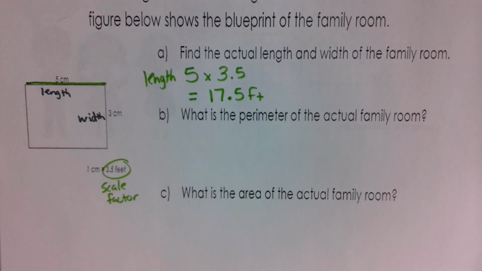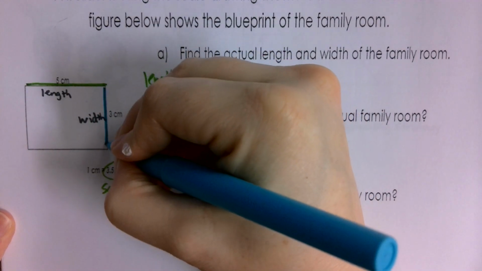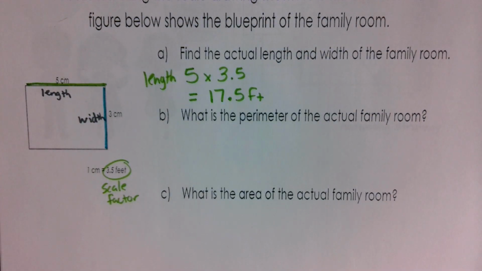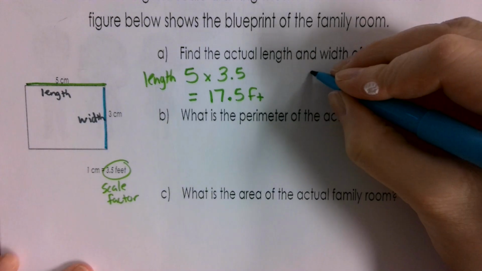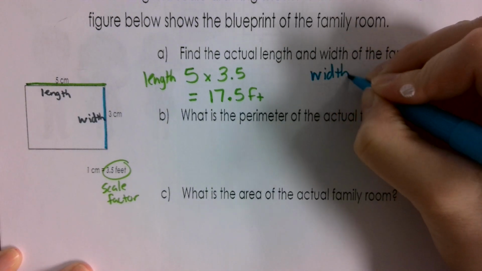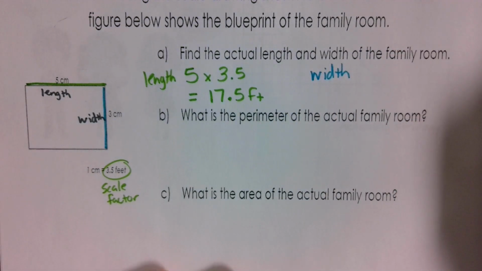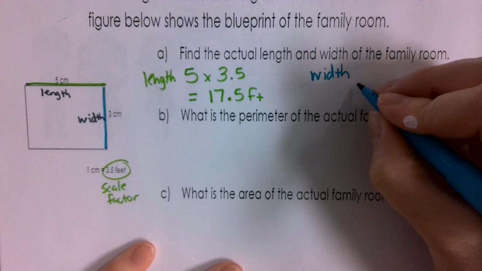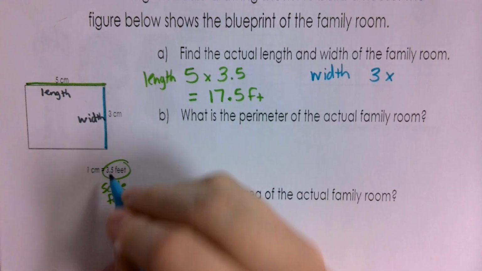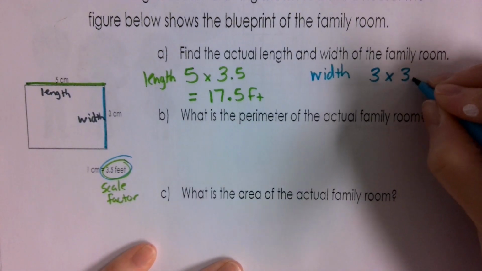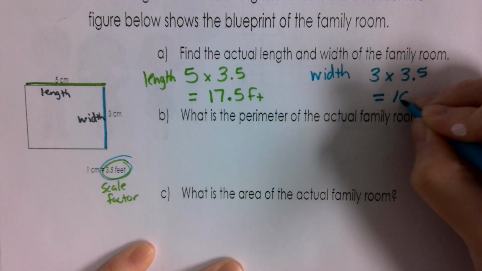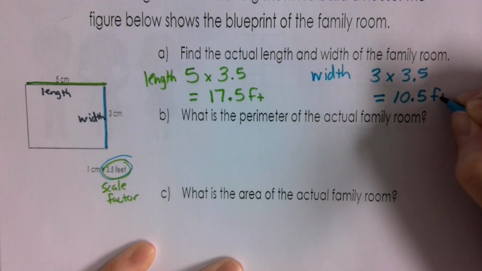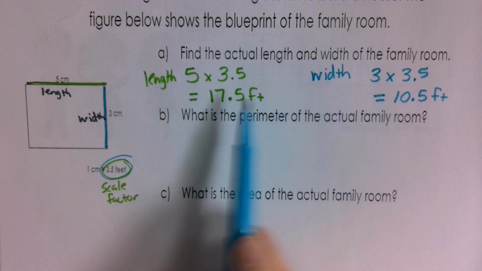Let's do the same thing, but now for the width. Our width measurement was 3 centimeters. Vincent, what is the actual width going to be? 10.5, because again, you're going to take what the original blueprint was, which was 3, and multiply it by that scale factor of 3.5. And that's going to come out to 10.5, and that's feet. Okay, so there are our dimensions, our actual measurements.